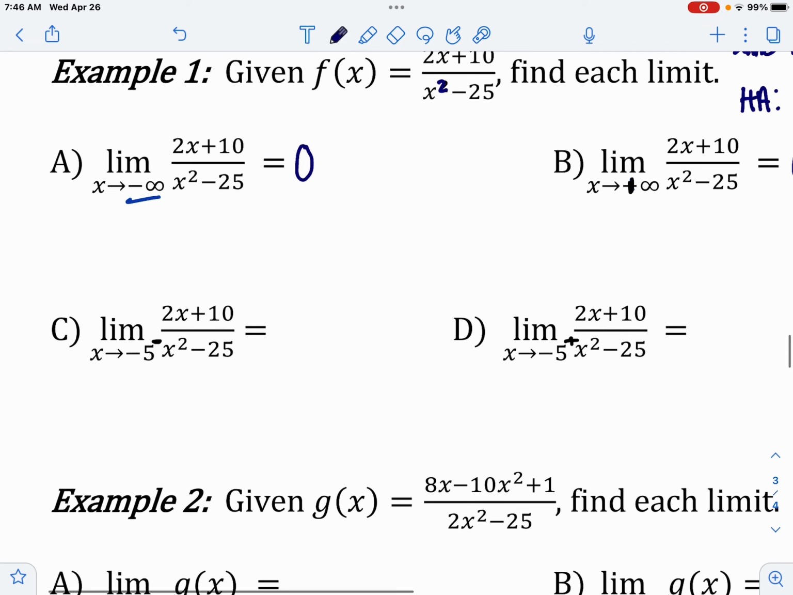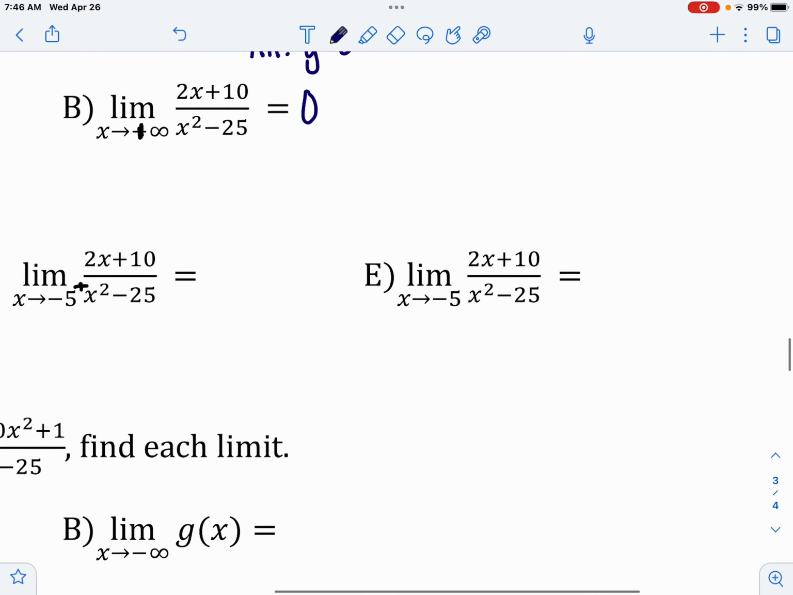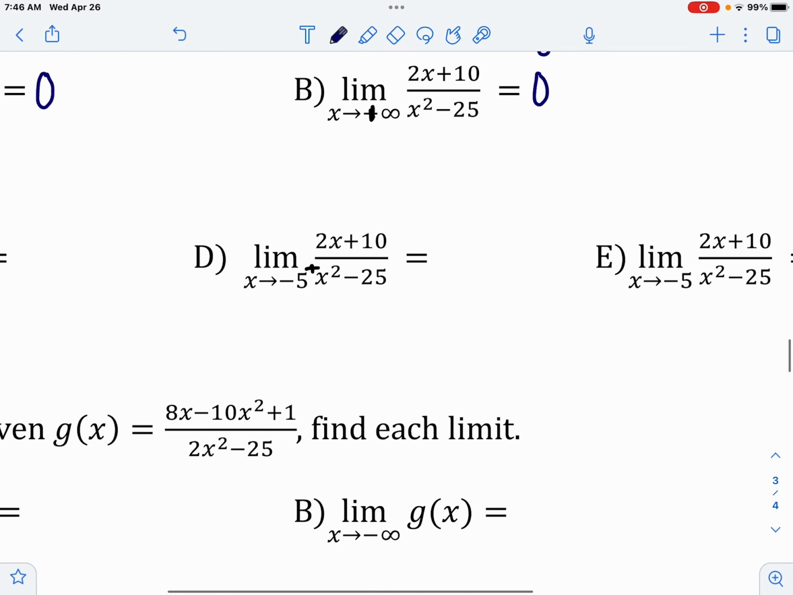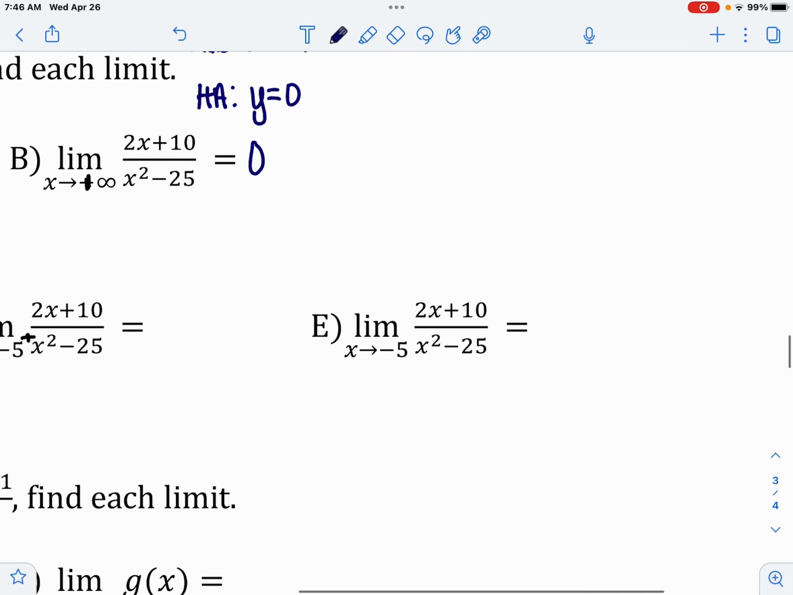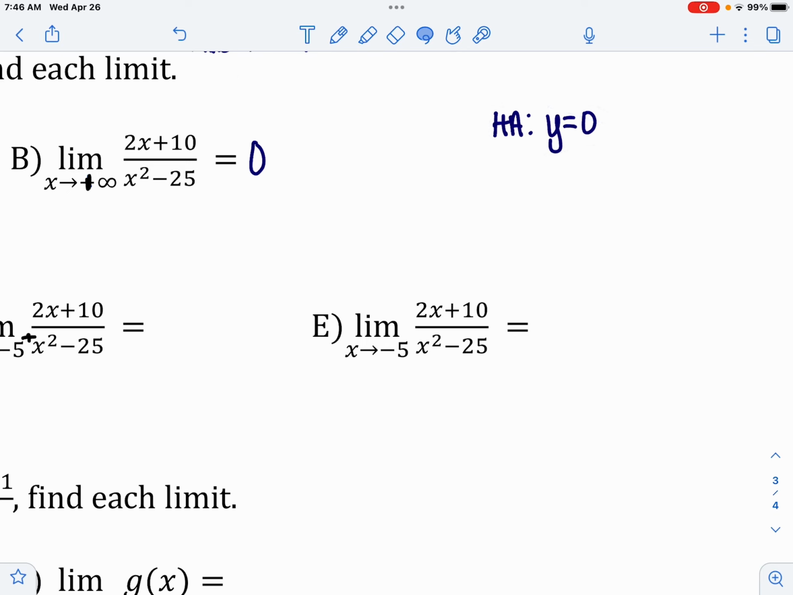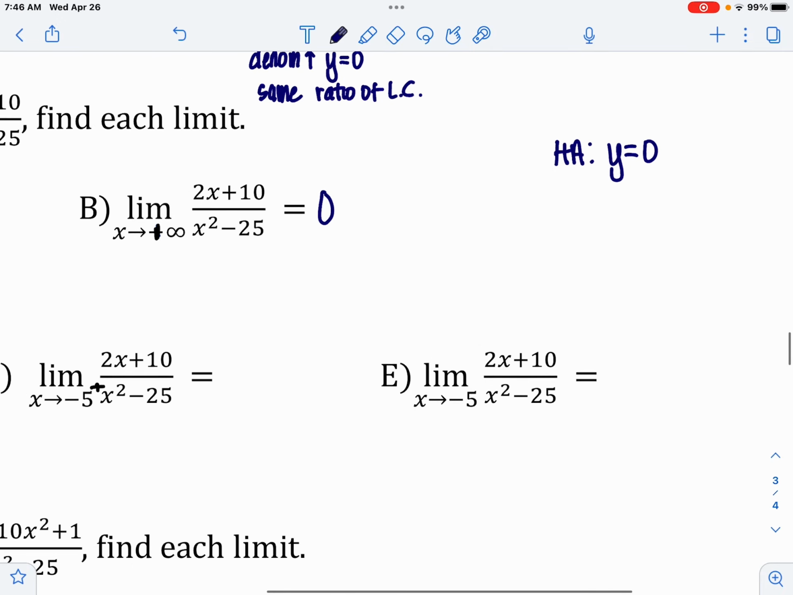All right, next, I want the limit as x approaches -5 from the left, from the right, and then what's the limit? So what we're going to have to do here is find any vertical asymptotes and holes to find out what those limits are, okay? Because I'm assuming it's either a vertical asymptote or a hole. So let's find our vertical asymptote and holes.